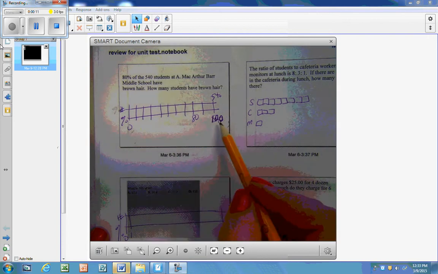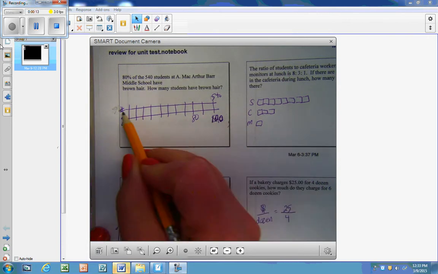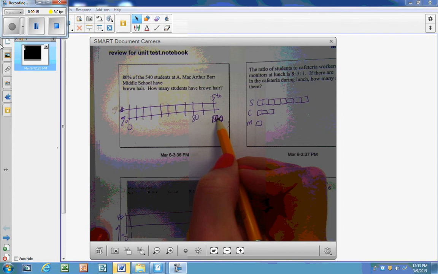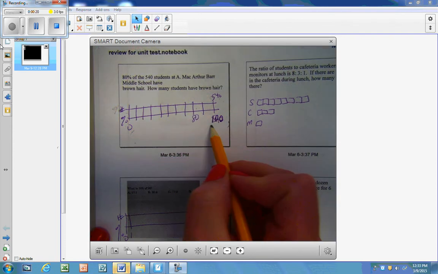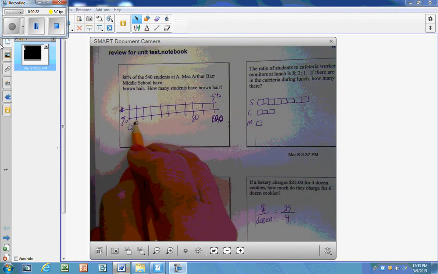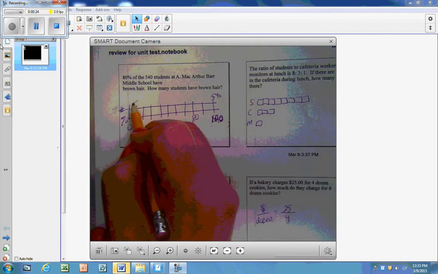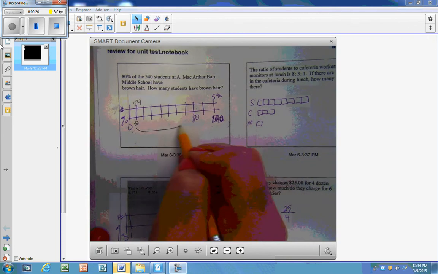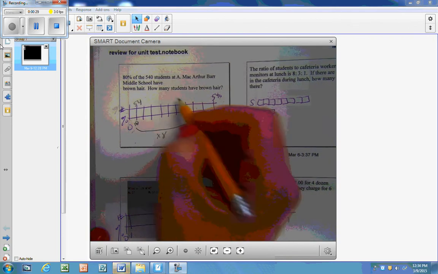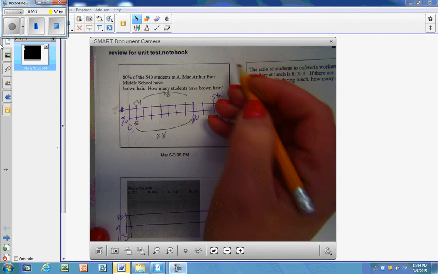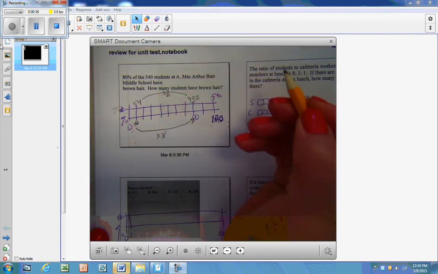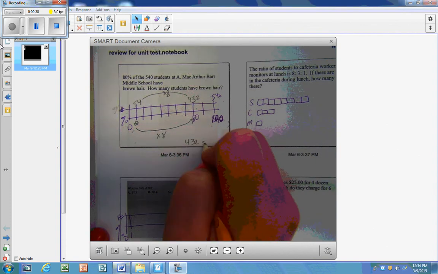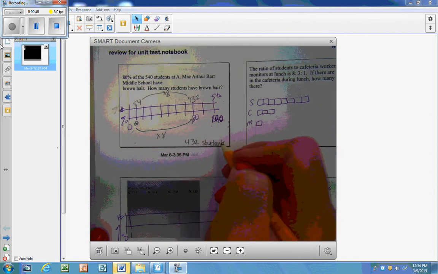So I set up my double number line, percent on the bottom, number on the top. My 100% is all of the kids at the school, which is 540, and I'm trying to figure out what 80% would be. So I'm going to first figure out the 10% number, move my decimal point. 10% is 54. And so to get from 10 to 80, I'm going to multiply by 8. So 54 times 8 would give me my 80% answer, which would be 432. So 432 students.